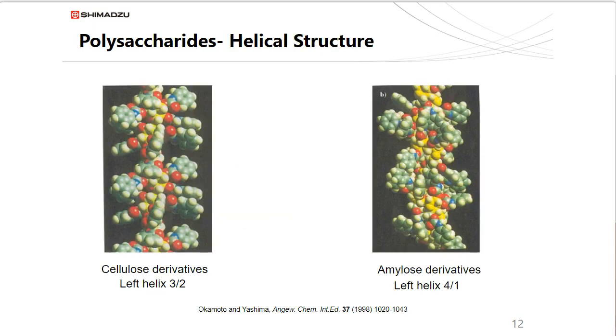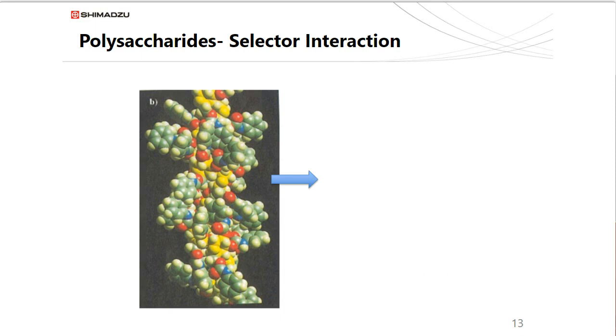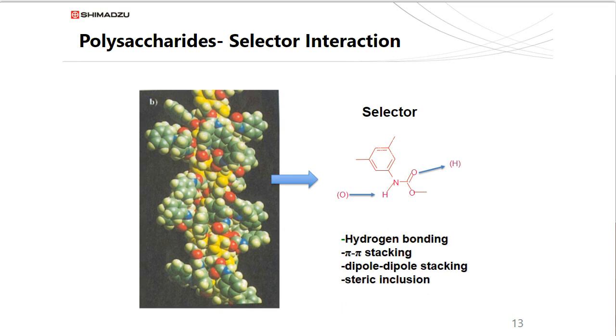So in this slide, I'm showing a couple pictures of both the cellulose and the amylose derivatives. You'll notice that the background creates some very distinctive chiral grooves. This gives steric interference and allows only specific enantiomers to experience or have exposure to the chiral selector. So within that chiral groove, the selector can then interact with the enantiomer of choice through either hydrogen bonding, pi-pi stacking, dipole-dipole stacking, or steric inclusion.